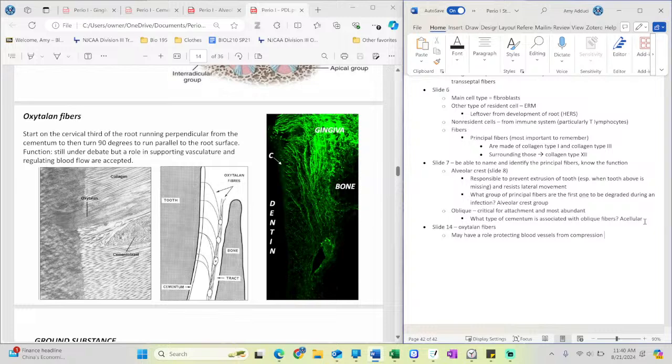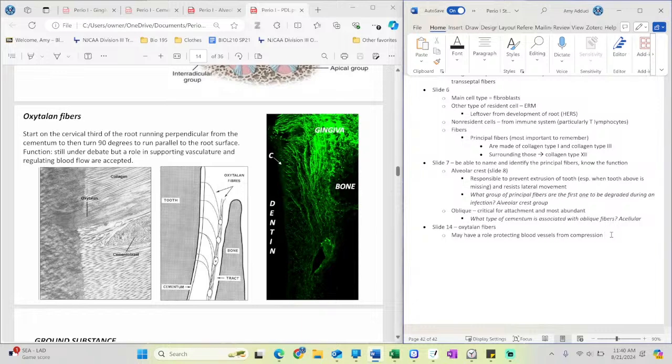The collagen fibers take a little longer for that. The oxytalan fibers are elastic fibers without elastin, so they don't stretch as much and they don't recoil. They are rigid. So it is believed that because they come from the cementum and then run parallel to the root, but mostly because they surround the blood vessels, they give a rigid scaffold for the blood vessels.